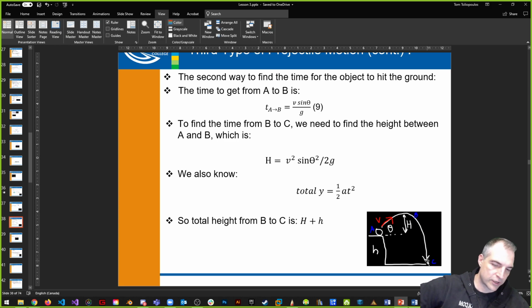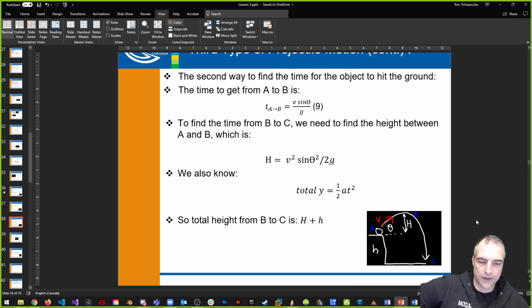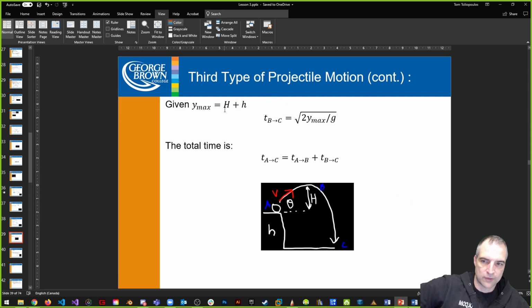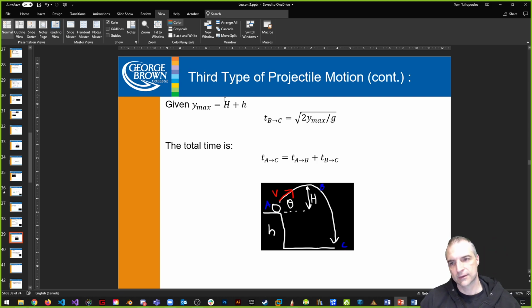Now we can consider this the same problem as problem number 1, the first type of projectile motion, where we don't have any angle across the x-axis. The angle's gone, right? We only care about the falling object. So we're breaking it down into two parts, and that's what this does. Given that y max is the initial height of the hill plus the apex, the time it takes from B to C is equal to the square root of 2 times y max divided by g. Or we can look at it like this: the time A to C is equal to the time A to B plus the time B to C.